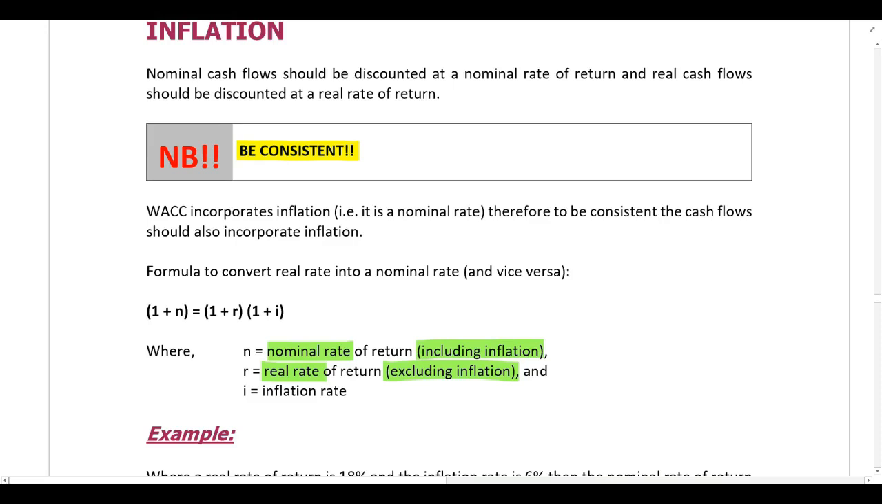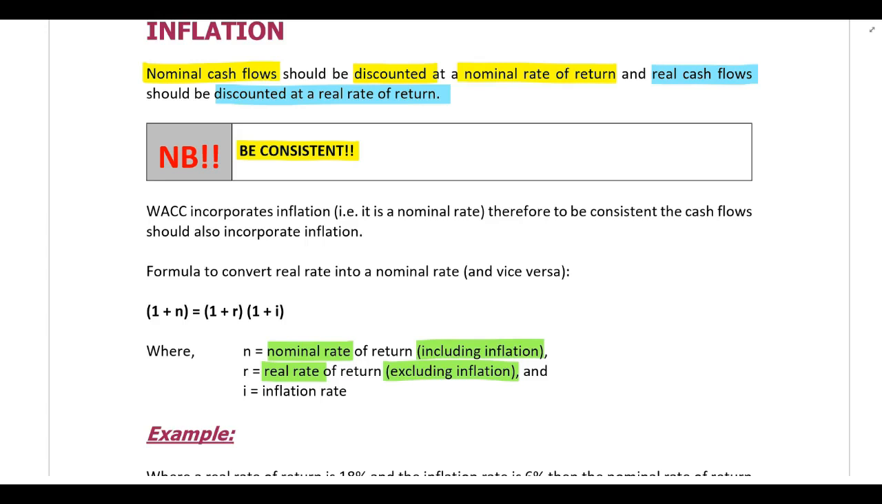So nominal cash flows, meaning cash flows that have been adjusted for inflation, should be discounted at a nominal rate of return. So in other words, if your cash flows are adjusted for inflation, the discount rate must also be adjusted for inflation. And in addition to that, real cash flows, or in other words, cash flows that have not been adjusted for inflation, should be discounted at a real rate of return. So if my cash flows are not adjusted for inflation, then my discount rate must also not be adjusted for inflation.